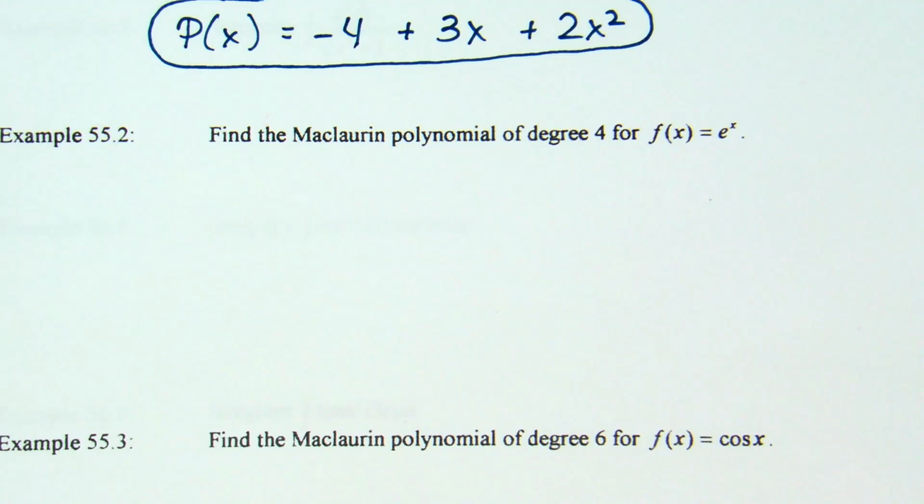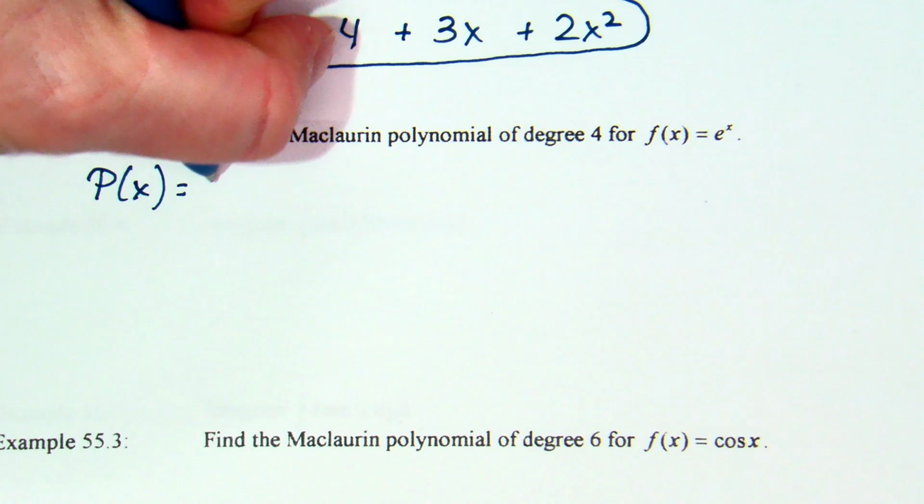So let's go try example 2 now. This time it says find the Maclaurin polynomial of degree 4 for f of x equals e to the x. So that means as we write this out, we're going to write out up to x to the 4th. So, p of x. We're starting with the degree 0 term, so I'm going to do f of 0 over 0 factorial. Officially, it's times x to the 0. I just don't usually write that.